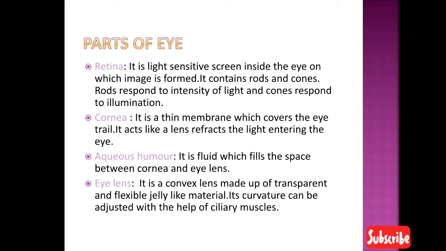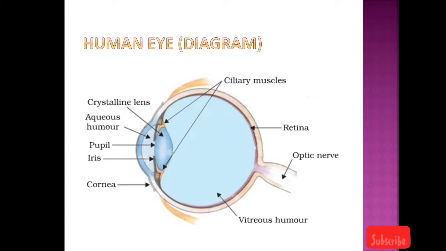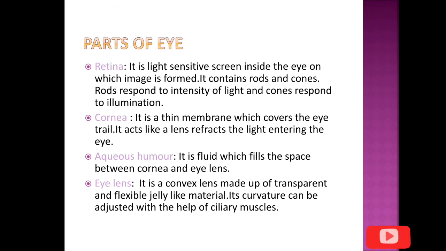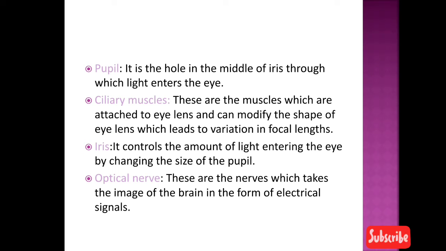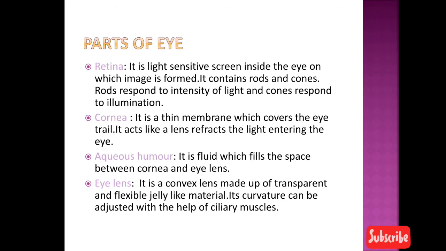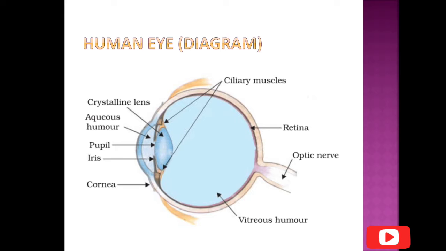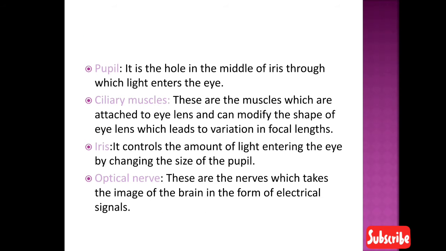Next is the eye lens. The eye lens is a convex lens and it is made up of transparent and flexible jelly-like material, and its curvature can be adjusted with the help of the ciliary muscle. So you can see here the eye lens. Next is the pupil. So what is the pupil? It is the hole in the middle of the iris through which the light enters the eye. So you can see the pupil here. From the pupil the light enters the eye.